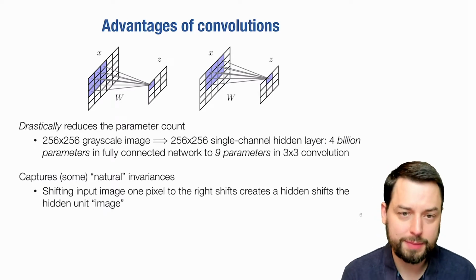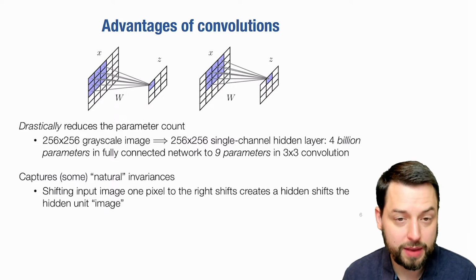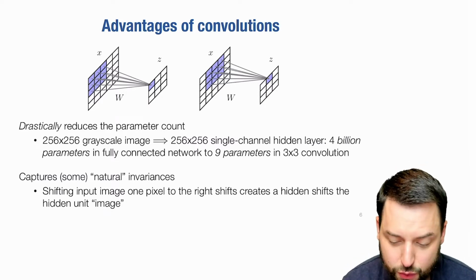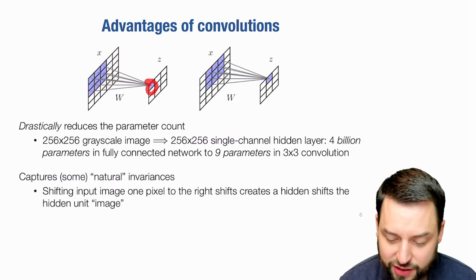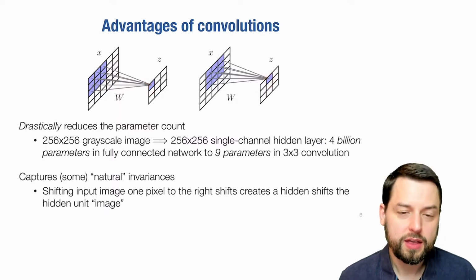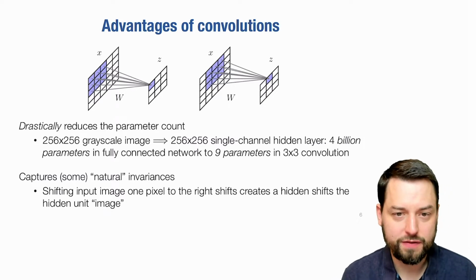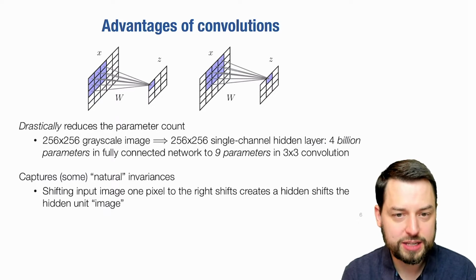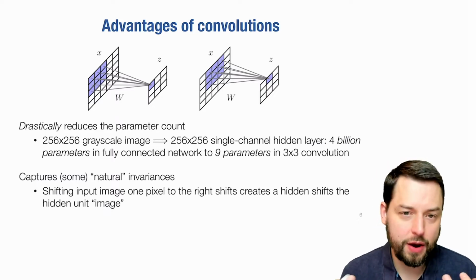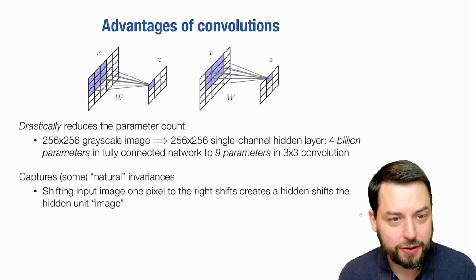So for example, I talked about before that an image shifted over by one pixel is the same image. But if we had a different set of weights for each location, each hidden unit having its own set of weights, this would not capture those invariances. If you shifted your image over by one pixel, now you have a different set of weights applying to each location. You might have a very different set of hidden units, right?